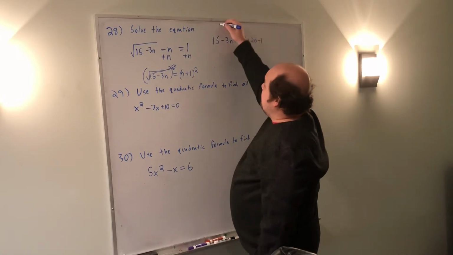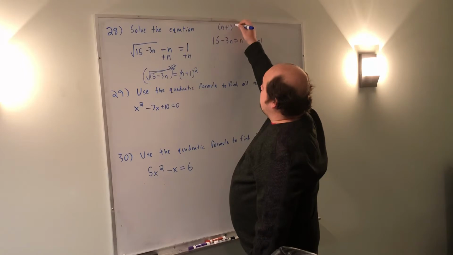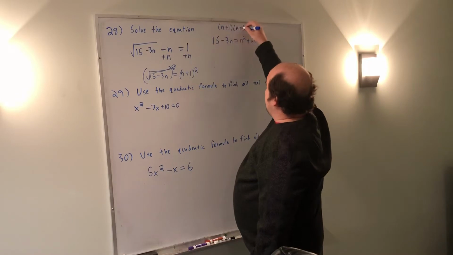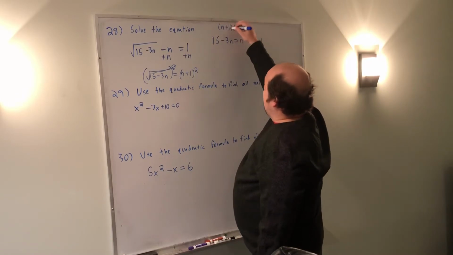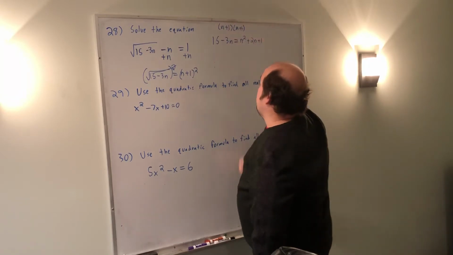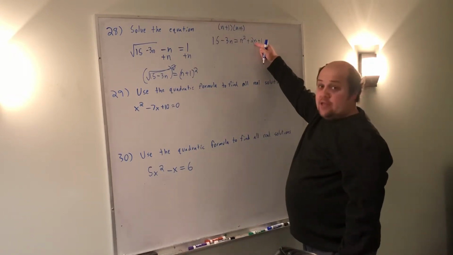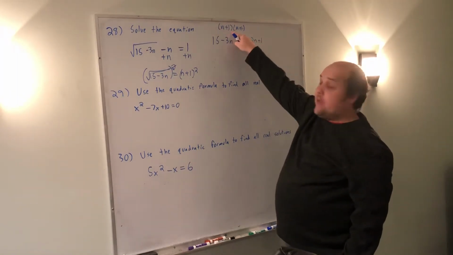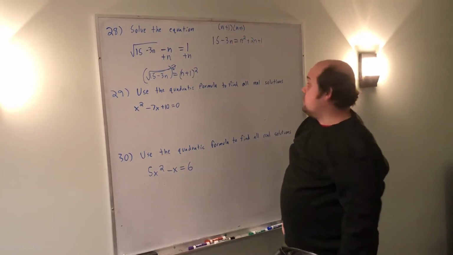To go over how that's happening, when I do n plus 1 times n plus 1, n times n gives me n squared, n times 1 gives me one of these n's, 1 times n gives me the other n, and then 1 times 1 gives me 1. It's very important that you get this middle term, this 2n, or else you're not actually doing out the multiplication that it's asking you to.